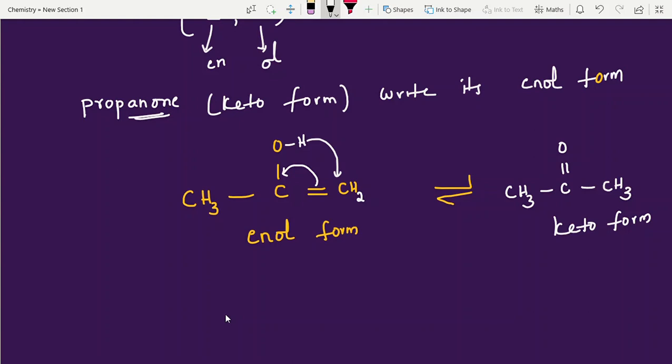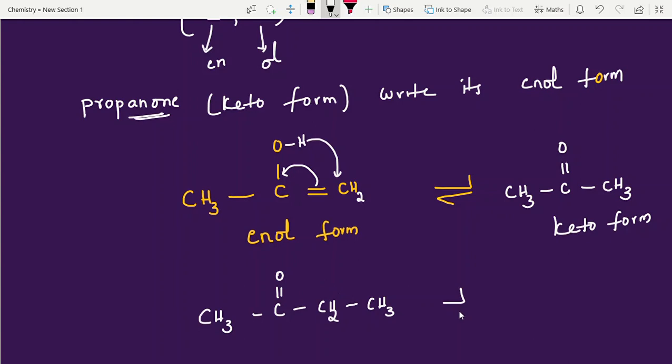Tautomerism exhibit. CH3, C double bond O, CH2 CH3. This is a previous year question collected. So write this one. What is this? This is the keto form, right?